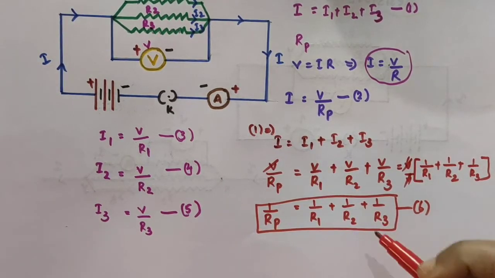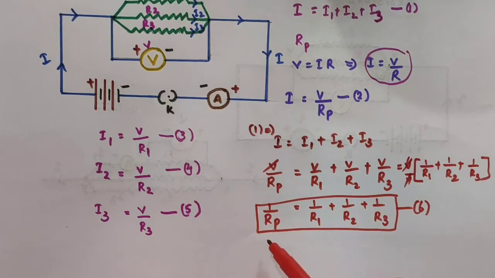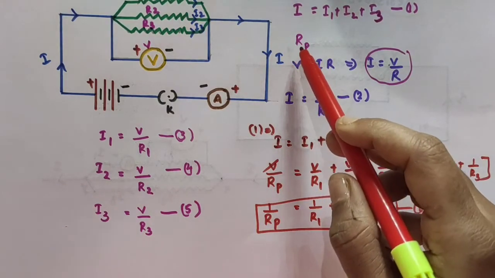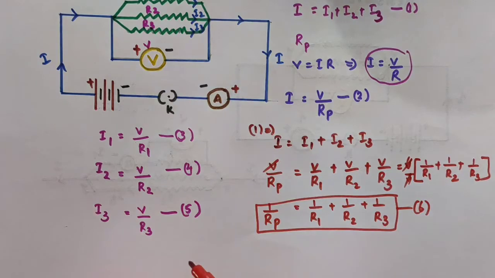So what can we conclude from it? Rp is the equivalent resistance of the parallel combination of resistors. So 1 by Rp means it is a reciprocal of Rp, that is, the reciprocal of the equivalent resistance. So we can say that the reciprocal of the equivalent resistance of a group of resistances joined in parallel is equal to the sum of the reciprocals of individual resistances.